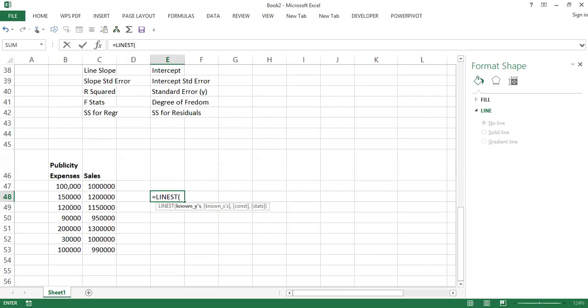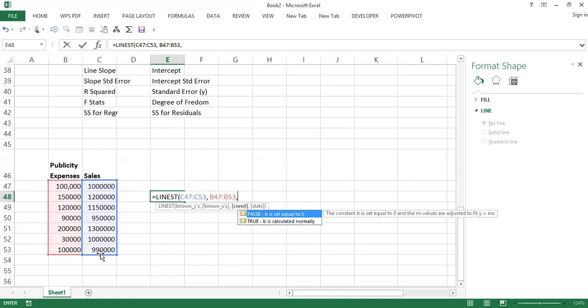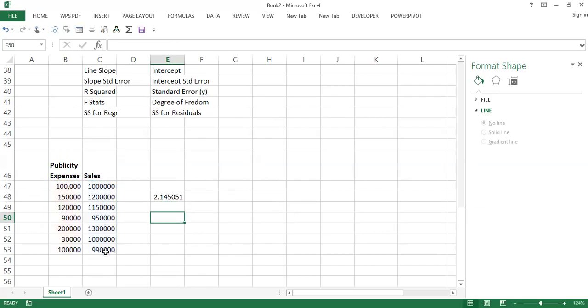What is it asking for? It's asking for the known y, which is sales. Comma, the known x's, then x, which is advert expenses. Then this one is optional, so we can even forget about it. Now, if you do that, it simply gives you that.